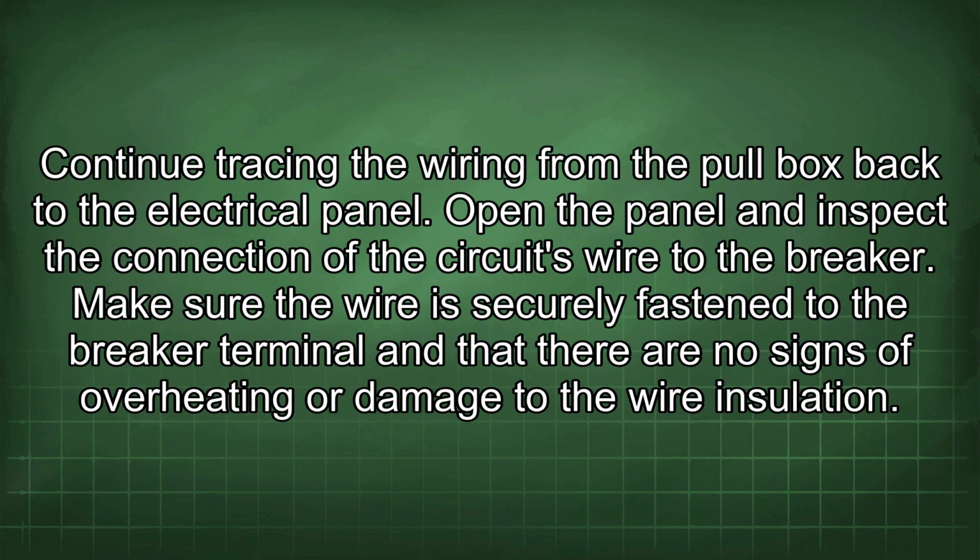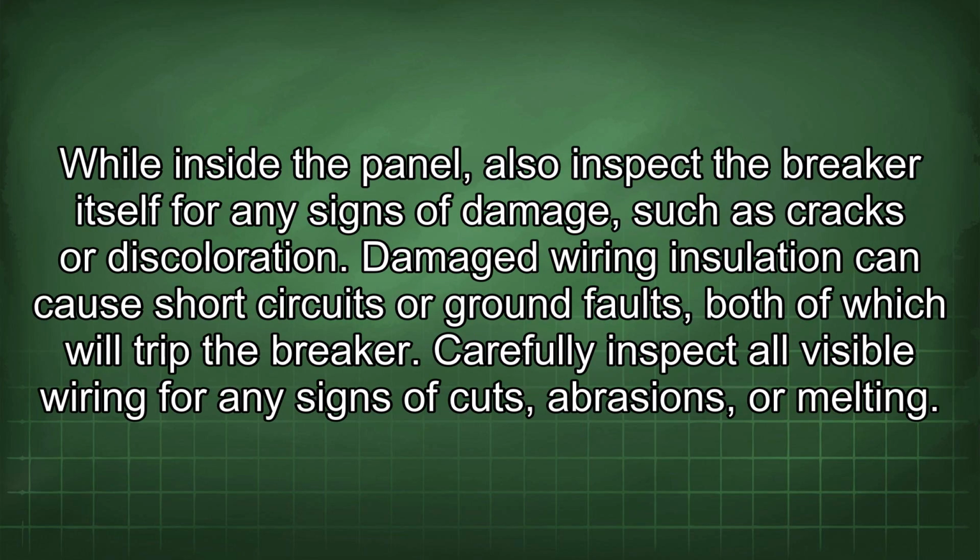Continue tracing the wiring from the pull box back to the electrical panel. Open the panel and inspect the connection of the circuit's wire to the breaker. Make sure the wire is securely fastened to the breaker terminal and that there are no signs of overheating or damage to the wire insulation. While inside the panel, also inspect the breaker itself for any signs of damage, such as cracks or discoloration.